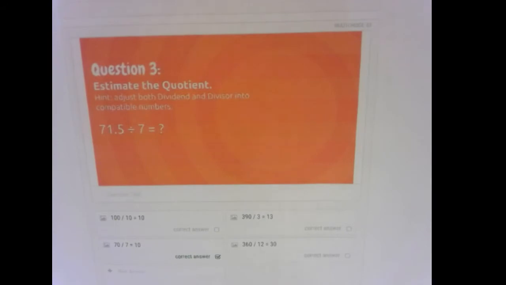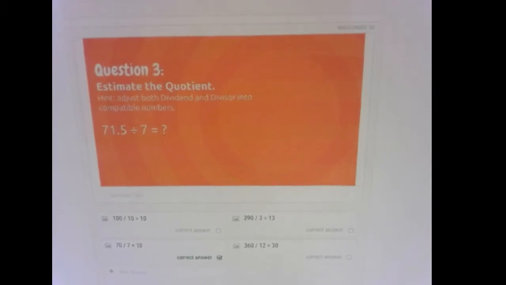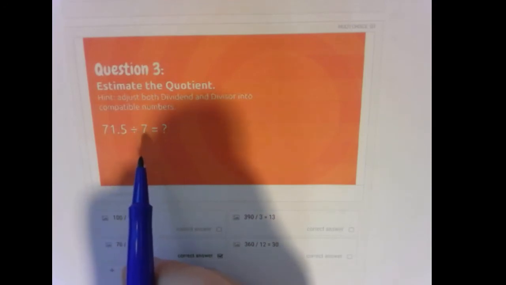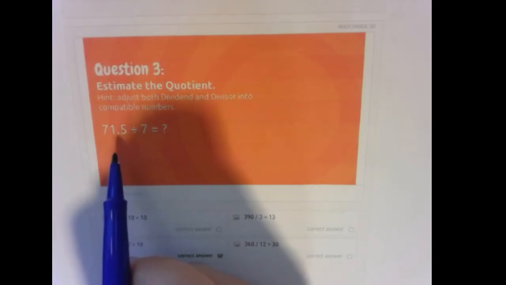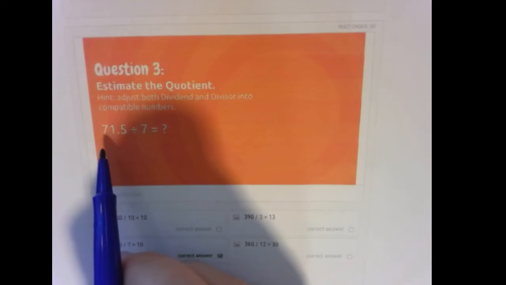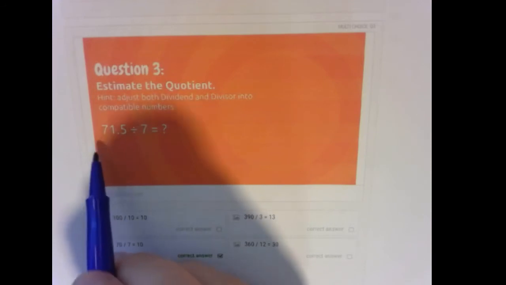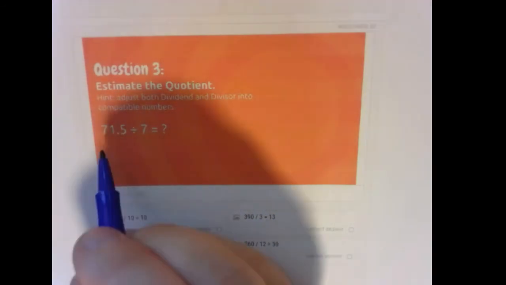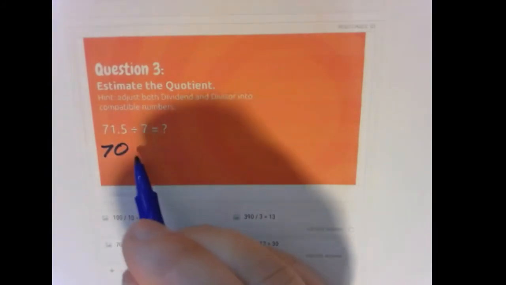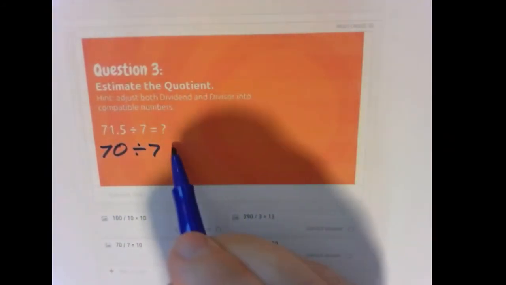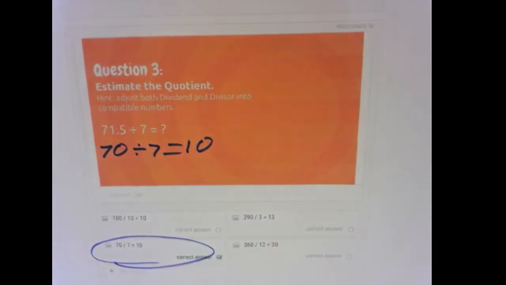All right, another one, 71.5 divided by 7. Again, if we're rounding to the tenths, this would round to 72. 72 divided 7 ways still isn't super easy to do in our head. What if we just rounded to the tens place? So 71 would be about what? 70, divided 7 ways would give us 10. So 70 divided by 7 is 10.